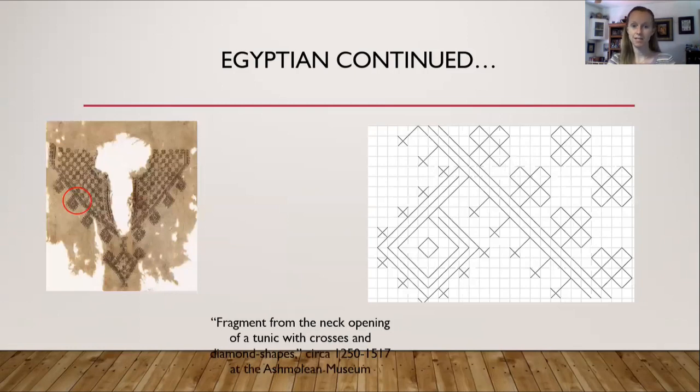This is another example of Egyptian counted thread embroidery. This is a fragment from the neck opening of a tunic with crosses and diamond shapes. It's from between 1250 to 1570. And it's at the Ashmolean Museum. Again, the pattern that was interpreted is inside the red circle on the left-hand side, and on the right-hand side is my interpreted pattern.